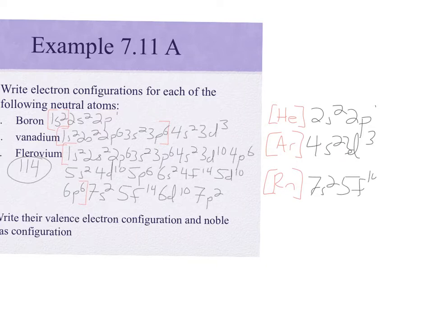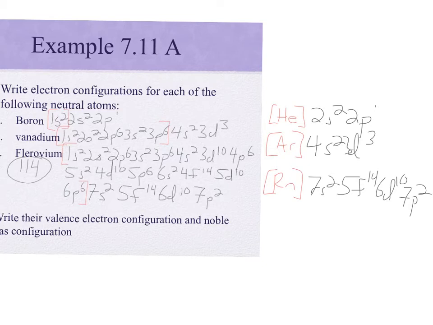5f14, 3d, sorry, that's not right. So 5f14, then we go back up to 6d10, that's the one, and then 7p2. So there's the noble gas configurations and the electron configurations.